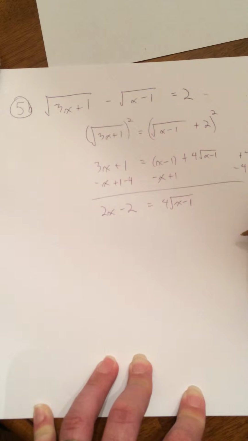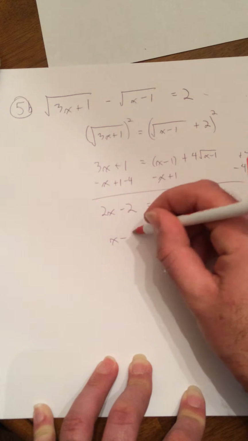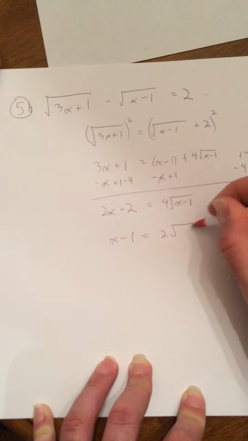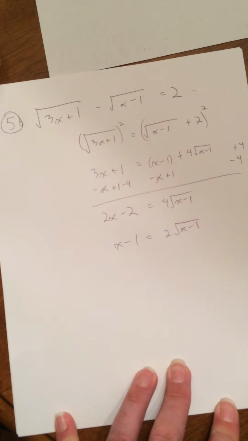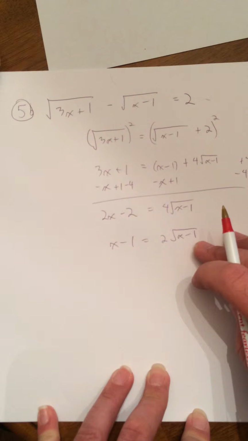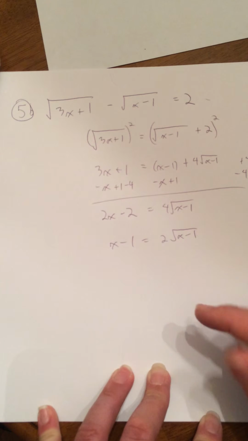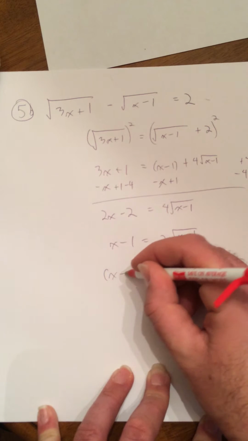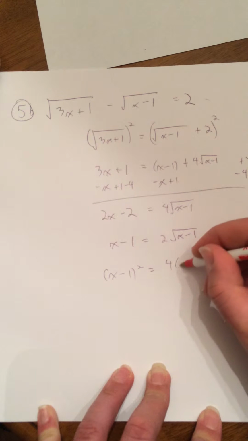Now I would go ahead and at this point just divide everything by 2 to make the numbers a little cleaner. So you've got x minus 1 is 2 square root of x minus 1. So we're in the same situation we were before. We need to isolate a radical, because we have one left, and square both sides. Now this is already isolated enough, so I would go ahead and do it as x minus 1 squared is equal to 4 times x minus 1.